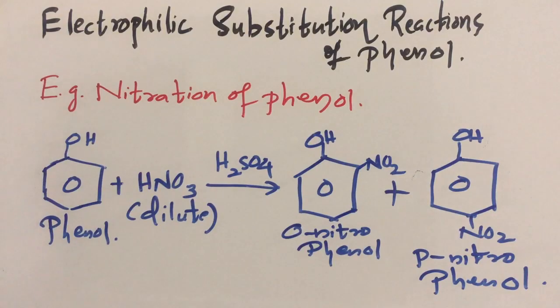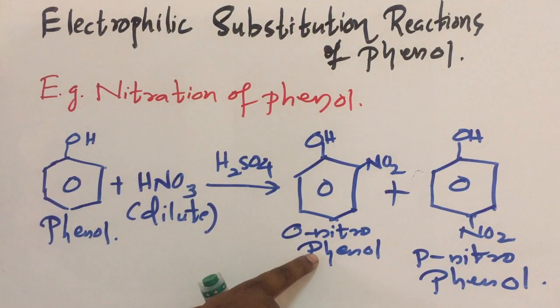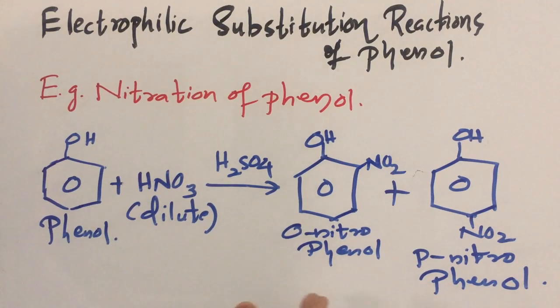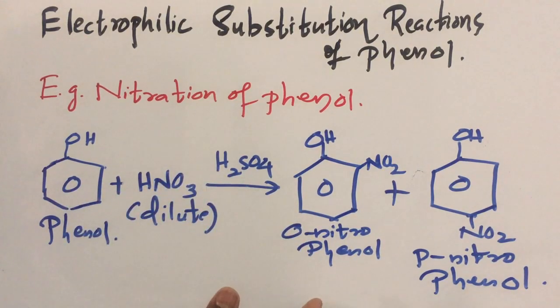In the previous class, I discussed electrophilic substitution reactions of phenol. One important example is the nitration of phenol. When phenol reacts with dilute nitric acid in the presence of sulfuric acid, it forms ortho-nitrophenol and para-nitrophenol. Do you remember the mechanism of this reaction? The mechanism of nitration of phenol was clearly explained in the previous section.